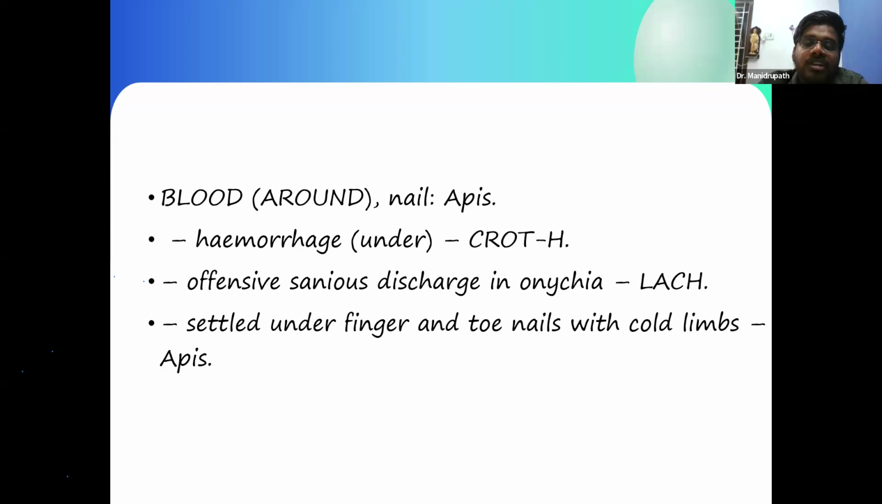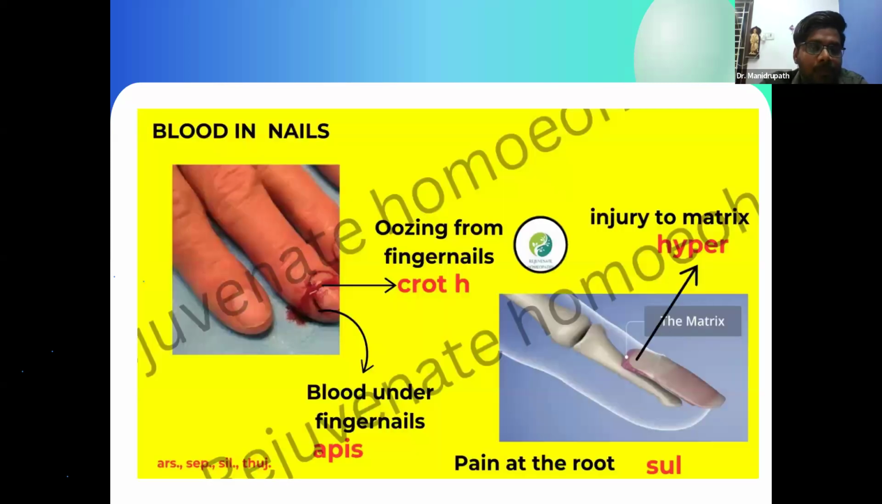Settle under fingers and toenails with cold limbs, that is Epis. So these are the charts. You can take the screenshot, which was done by my team. Thanks to them. See this injury at the matrix level, that is Hepar sulph.